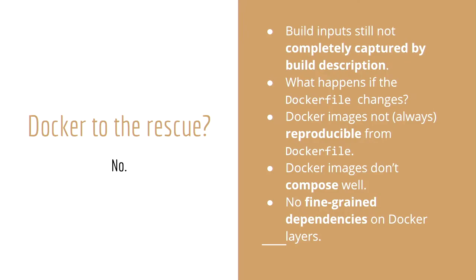The other problem is that Docker images are not always reproducible. And this is a known problem from a Docker file. And Docker images don't really compose well. Ultimately, there are no fine-grained dependencies in Docker layers. And so this means that, as said in the beginning, you have a choice. You can either somehow track the changes in the Docker files, but then anytime anything changes in the Docker file, you have to rebuild the entire world, right? Because anything in Bazel can depend on anything from the environment provided by the Docker file. Or you can just say, all right, too bad. Forget about hermeticity.